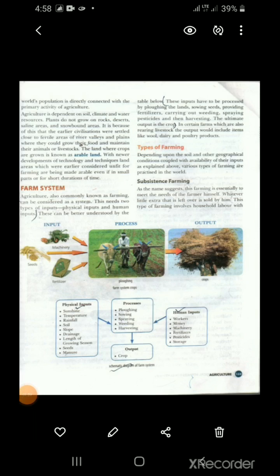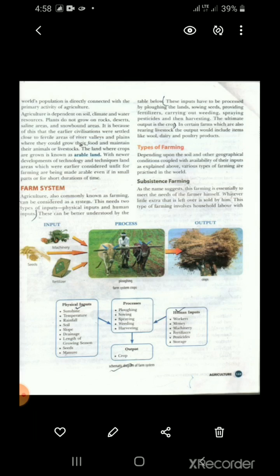The first one is subsistence farming. As the name suggests, subsistence means supporting oneself. So, in subsistence agriculture, the crops grown are consumed by the farmer and his family. The main motive of the farmer is to satisfy the needs of his family. The farmer normally has no surplus, and whatever little extra is left over is sold by him.